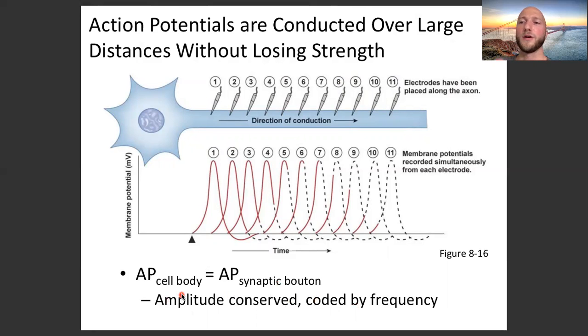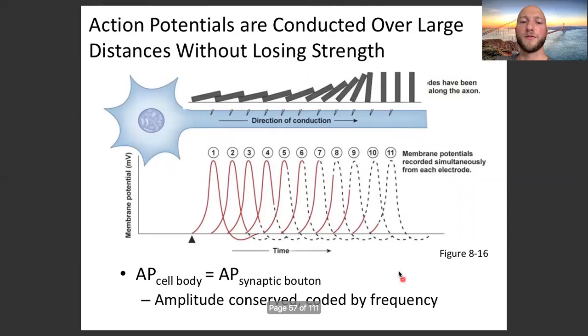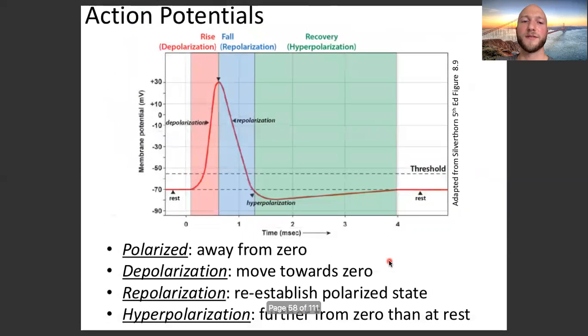How do you code information? How do you send a message when your message is always the same amplitude? The answer is through frequency. We've talked about tonic control, the sympathetic and parasympathetic nervous system. We increase and decrease the frequency at which these action potentials are sent.